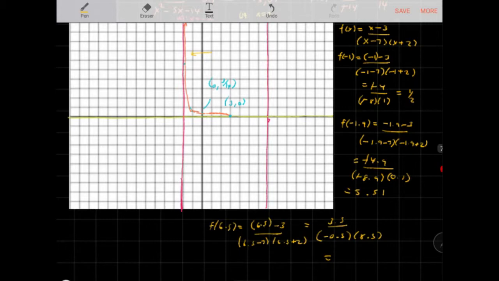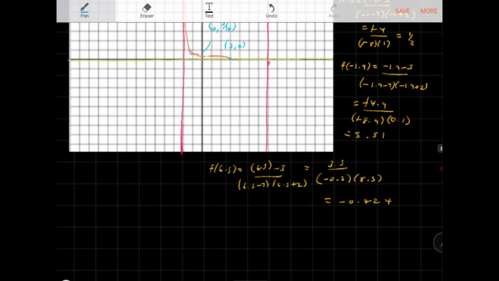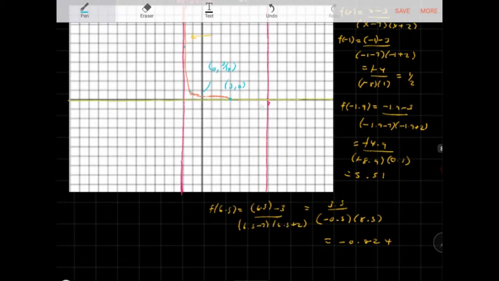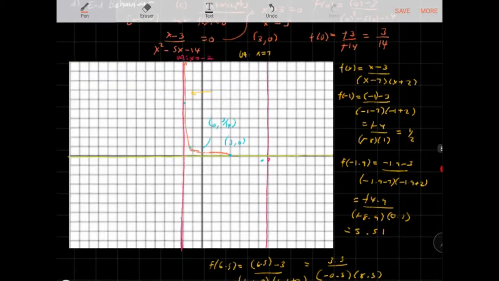Okay, so if we crunch that out, 3.5 divided by negative 0.5 times 8.5, we're actually going to get negative 0.824. So you're going to see that it's going to get more and more negative, right? So it's going to be somewhere like right there. Because of that, it's going to cross through the point. If you keep doing some test points, you actually see that the sketch will look like that. So it's actually going to be a sigmoid. So this is where the exceptions will take place.